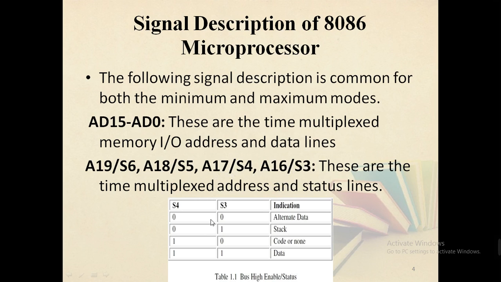Here S4 and S3 together indicate which segment register is being presently used for memory access. If it is 00, the data is accessed from the alternate data, meaning the extra segment. If it is 01, the data is accessed from the stack segment. If it is 10, code segment. If it is 11, data segment. This is about S4 and S3.